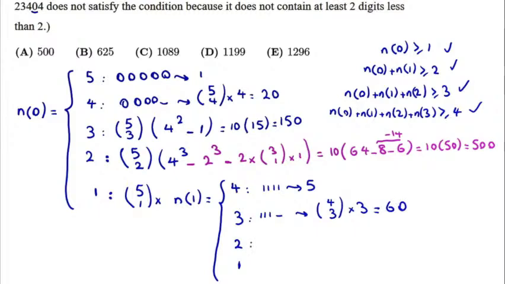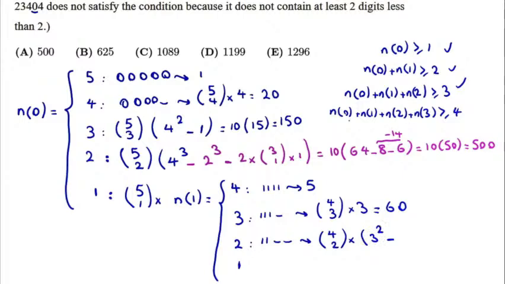Okay. Now we have 2 1s. Let's check. When we have 2 1s, n of 0 plus n of 2 is 3. So the first 3 conditions are satisfied. So let's see. I say 4 choose 2 for these 2 1s, times the other 2 elements, which can be 2 or 3 or 4, 3 squared, minus.